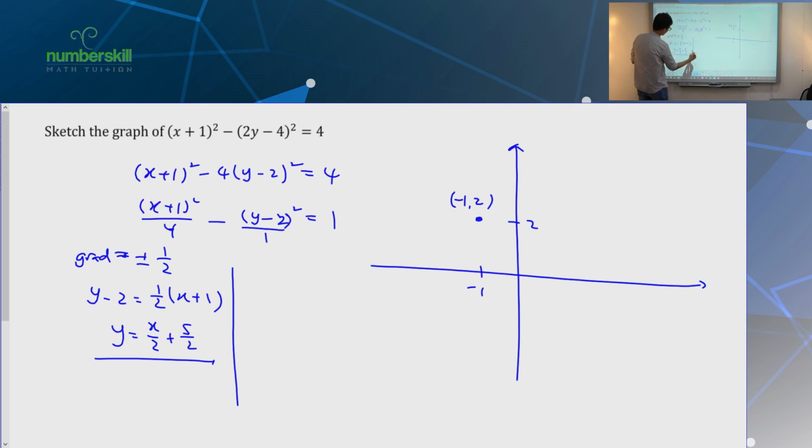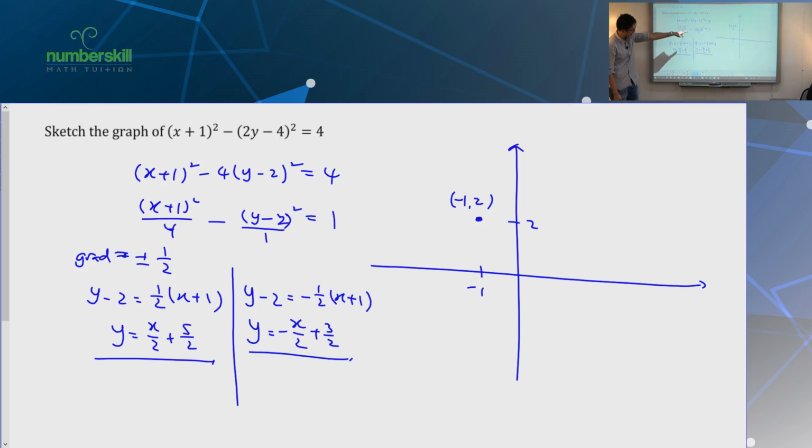All right, I have another one. Y minus 2 is equal to minus half x plus 1. So y is equal to minus half x minus half plus 2, so that's 3 over 2. That's my second dotted line. They all meet there. All I need to pay attention to is the y-intercept, really. Agree?